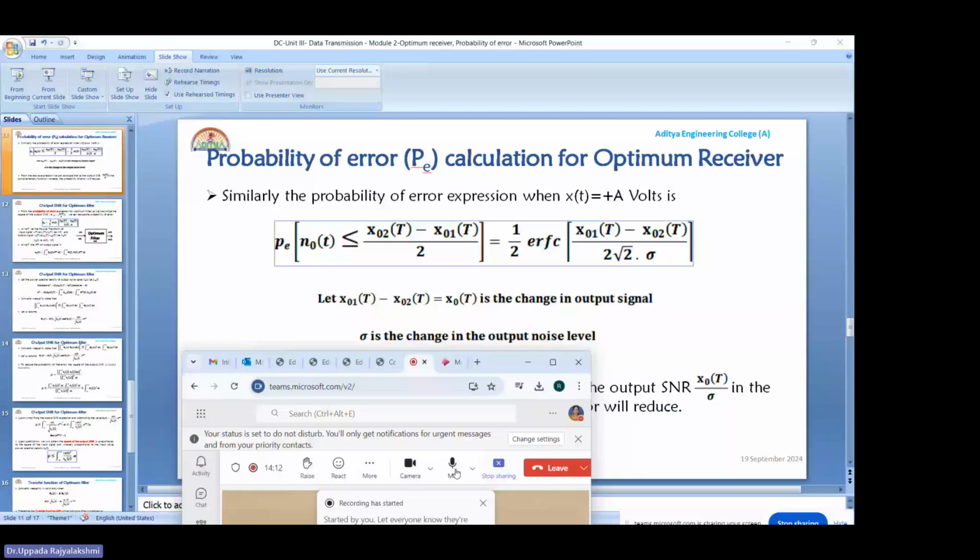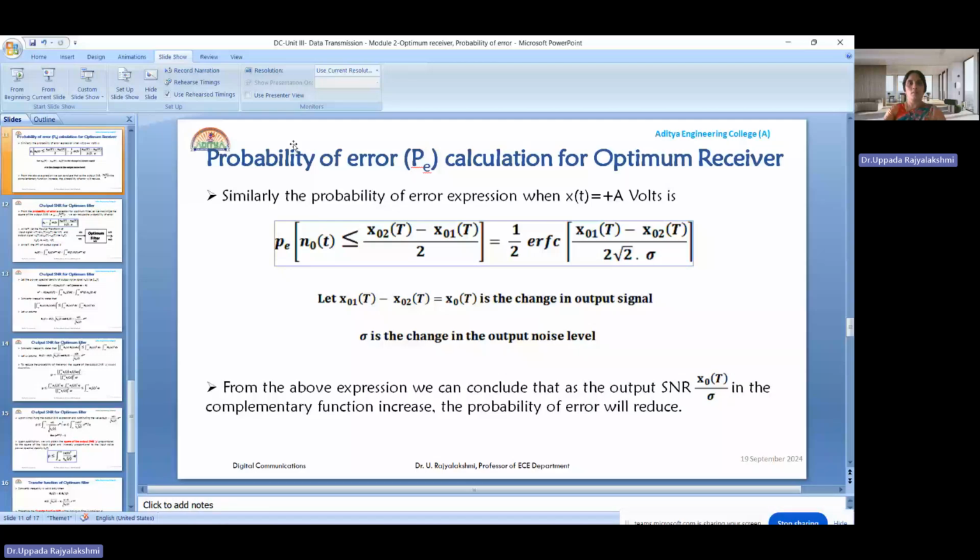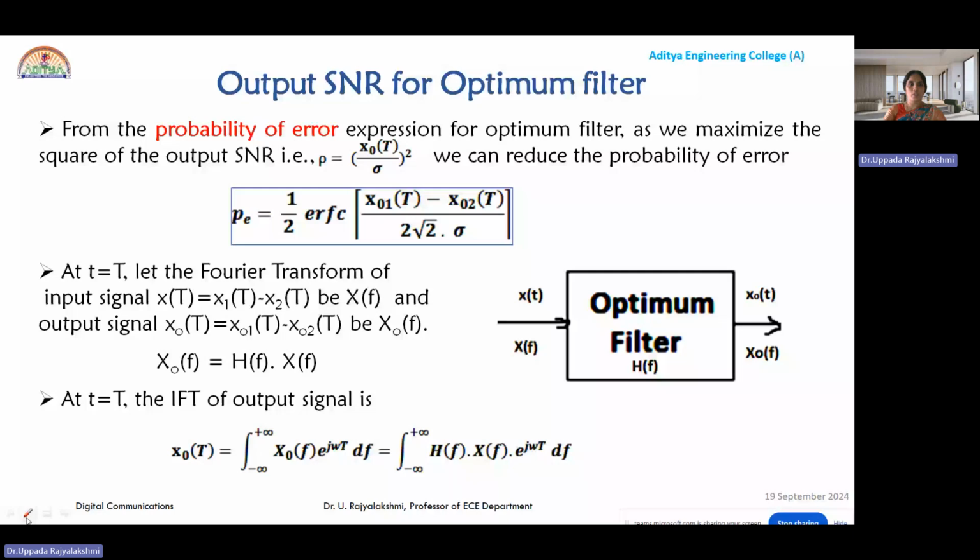In this module, we will discuss the output SNR for the optimum filter receiver. In the last module, we discussed the calibration of the probability of error expression. Let us take the same probability of error expression, that is, P is equal to half erfc of (x01(t) minus x02(t)) by 2 root 2 sigma. So irrespective of the positive level or negative level of inputs, we obtain the probability of error expression as shown here.